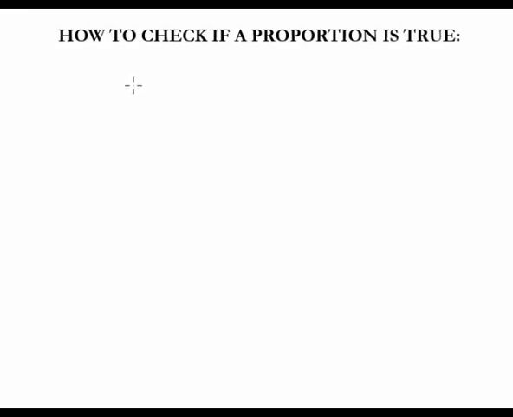Hi, scholars. So let's say we're given a proportion, let's say 2/5 equals 4/9. We want to check and see if this is actually true, right? This is a statement. Every equation that you write is a statement. And we've learned before that it could sometimes be true, could always be true, could never be true.